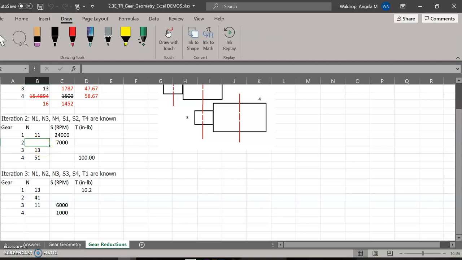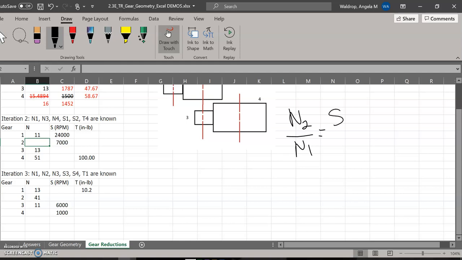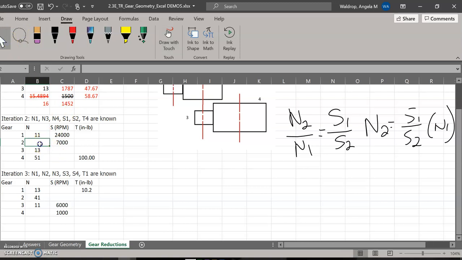So I'm going to go ahead on my screen and write some formulas here. N2 over N1 is equal to S1 over S2. And when I solve for N2, I'm going to get S1 over S2 times N1. Okay, so I'm going to use that formula in my spreadsheet. I'm going to go equals, and put in parentheses my 2 speeds, and then I'm going to multiply by my N1.